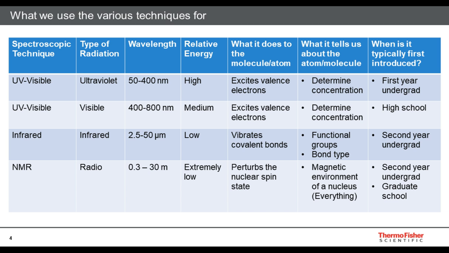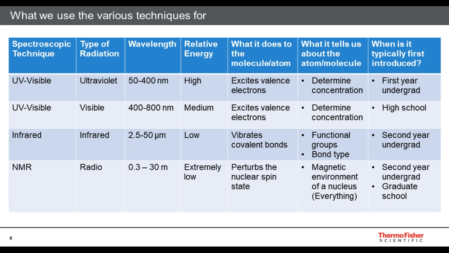And instead of exciting valence electrons, we're vibrating covalent bonds. So we're just looking at perturbing those just enough to increase those oscillations. And from that, we're getting functional group information, information about bond type, and we're starting to get a lot more qualitative information about the molecule itself.